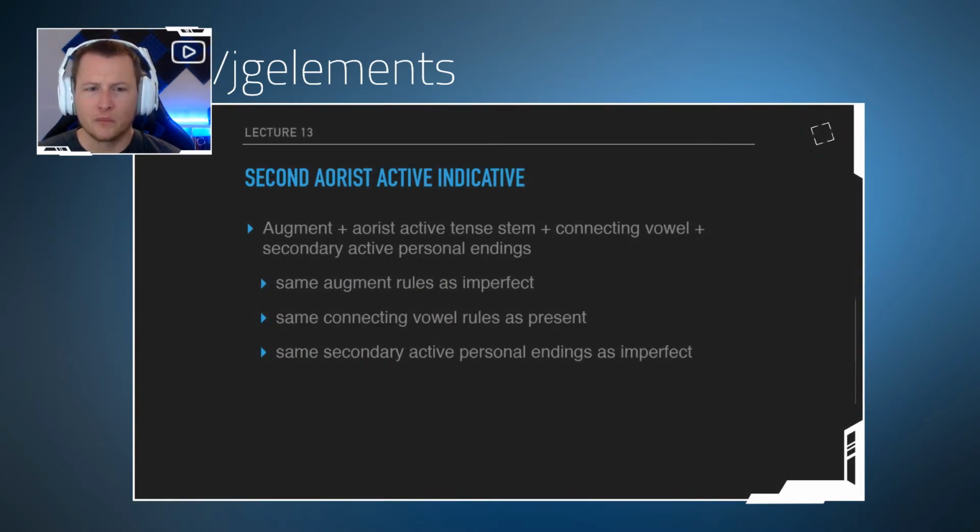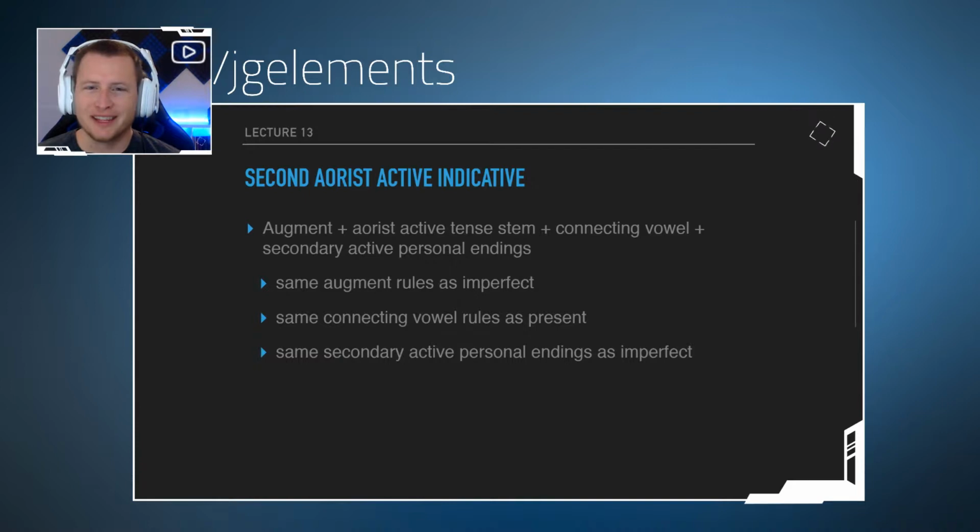Now, this is what the second aorist active indicative looks like. You have the augment, followed by the aorist active tense stem, which is typically the same as the verbal root. Then you have a connecting vowel. There's no tense formative. Okay? And then the secondary active personal endings.